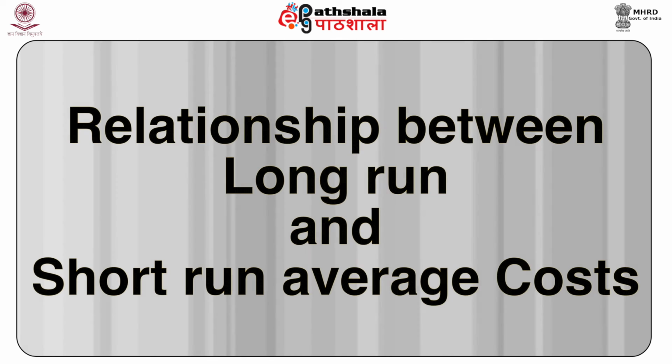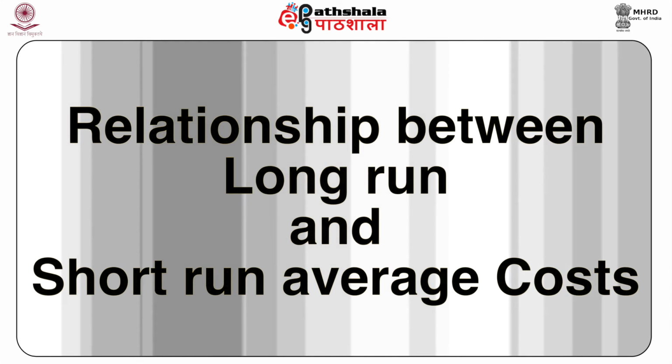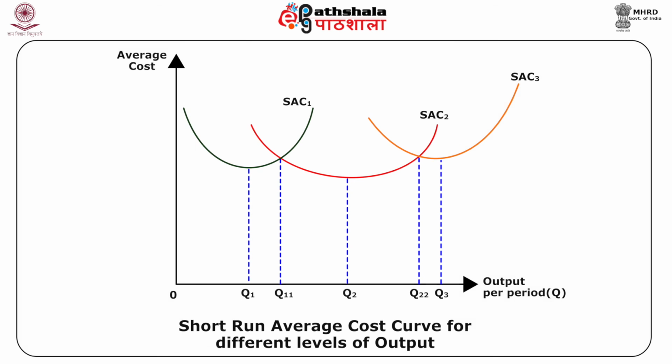Next is relationship between long run and short run average cost. Short run costs are based on the fact that capital is fixed and labor is variable, and hence in order to increase output only the variable input labor has to be increased, whereas the long run costs are derived based on the assumption that all inputs are variable and therefore all adjustments can be made in order to achieve the minimum cost combination of inputs to produce different levels of output.